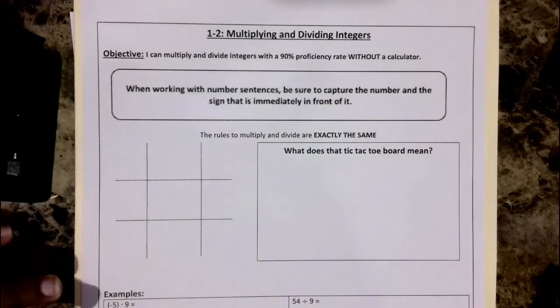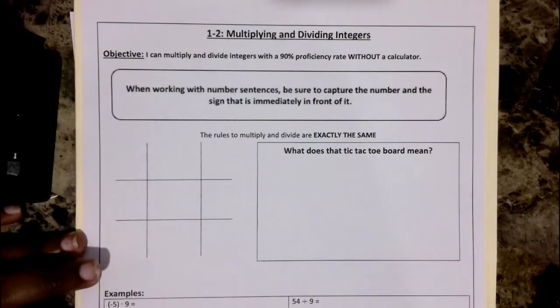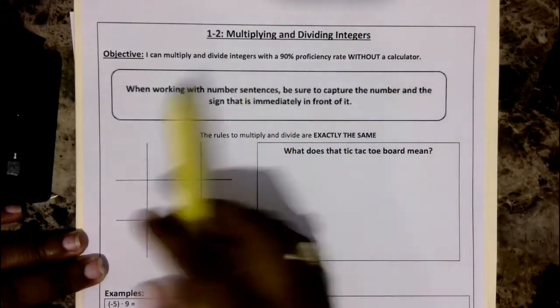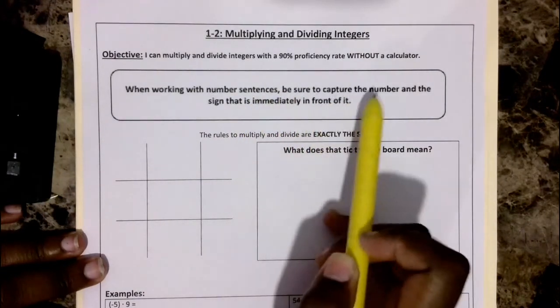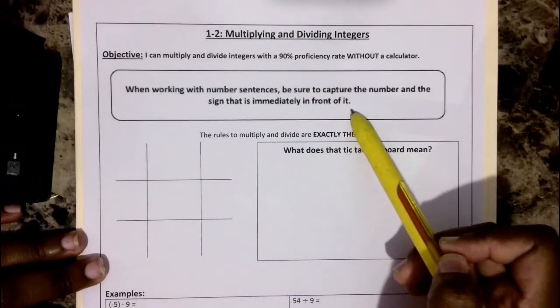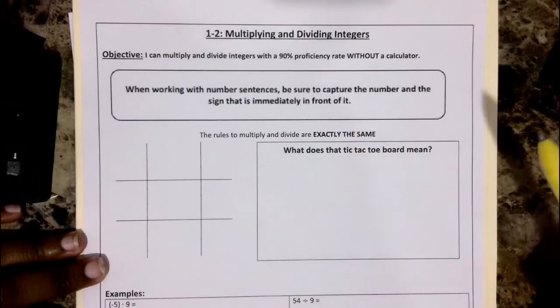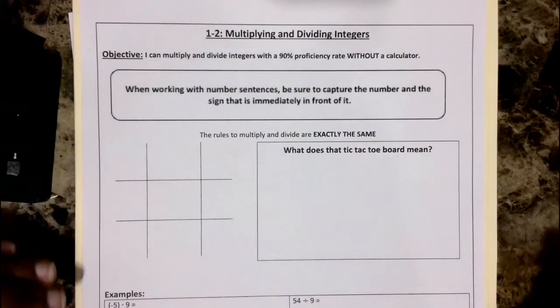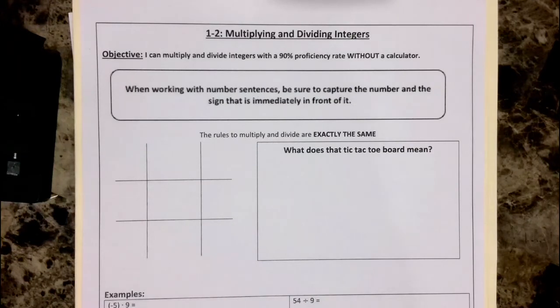Alright, so to start off today's lesson, we are going to just review the same note that you saw in Lesson 1-1. When working with number sentences, be sure to capture the number and the sign that is immediately in front of it. This is going to be key for absolutely every single problem that we cover this year. Similar to the rules for addition and subtraction being the same deal applies for multiplication and division. The rules to multiply and divide are exactly the same.